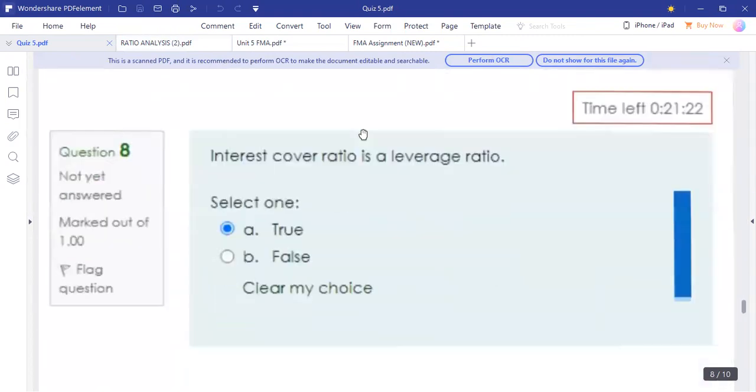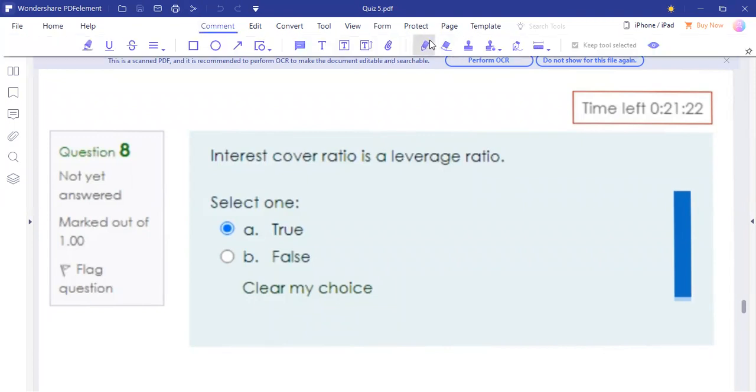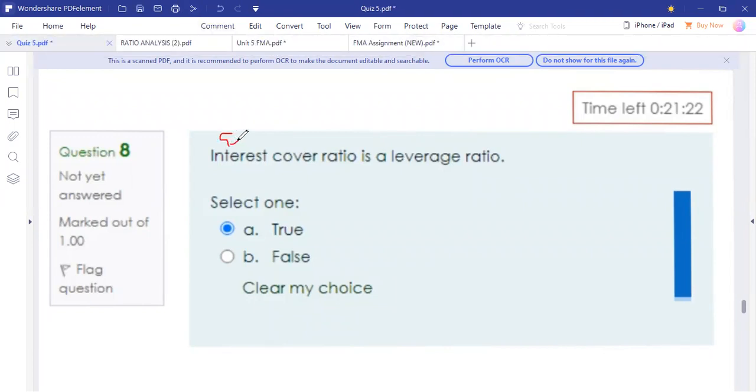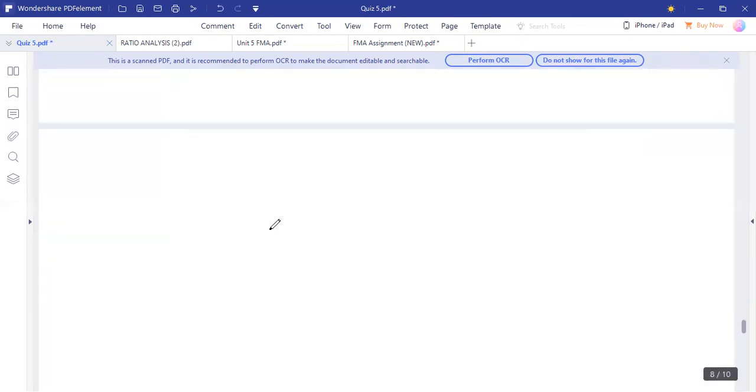We go to the interest cover. The interest cover is also called a leverage ratio. Is that true? No, it's not true. What is the other term for leverage ratio? Gearing ratio. So this is false. Excellent.